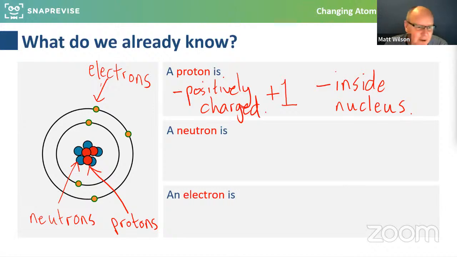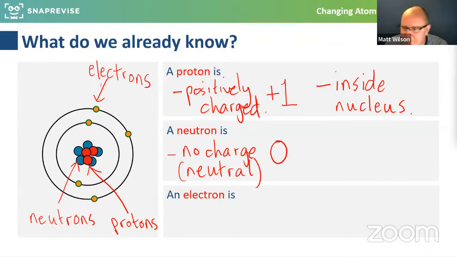Thank you, Khadija. So neutrons, moving on to neutrons, they have no charge. So they are neutral, no overall charge. So they're neutral, as the name suggests. So the charge is 0. And they're also found inside the nucleus only.